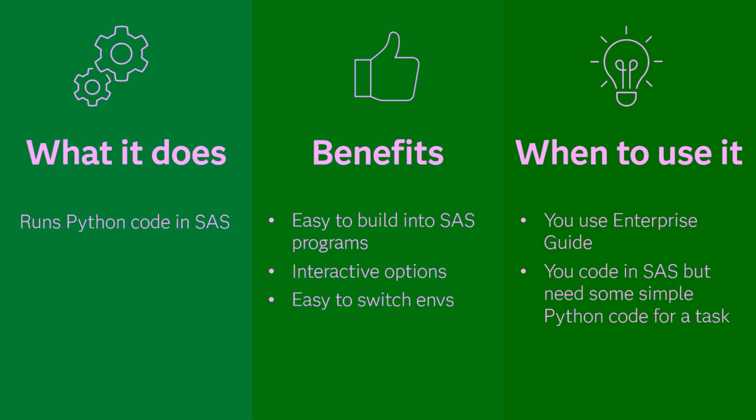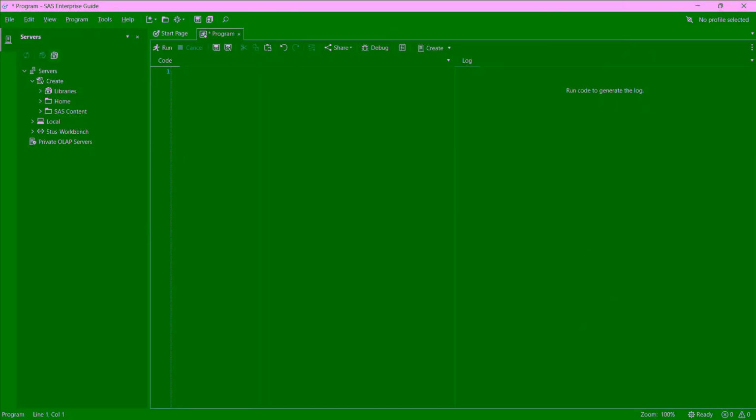However, if you're a SAS programmer, you might want to use PROC Python in the same way that you might want to use PROC SQL for certain types of data manipulation. You can delve right into PROC Python to do that. So if you're in Enterprise Guide, connected to, say, a Viya server, or connected to SAS 9, because PROC Python is coming to SAS 9.4 M10, you'll be able to do this.